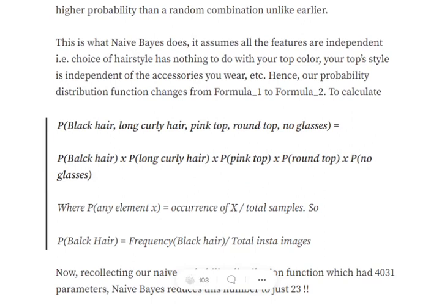Try remembering the properties of naive Bayes. In naive Bayes also we assume that the different features are independent of each other, right? So the same concept is coming here. Each feature is independent of each other, and the probabilities are getting multiplied, rather than trying to figure out the probability for the whole combination at once, where the probability of one element can be calculated by the frequency of black hair upon the total images, that is 100.